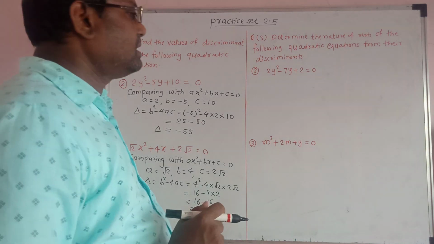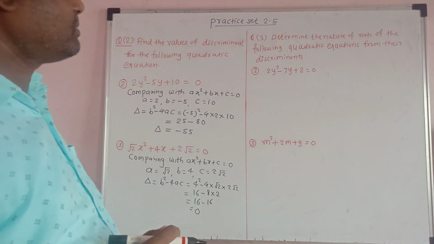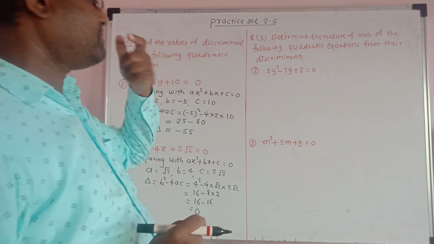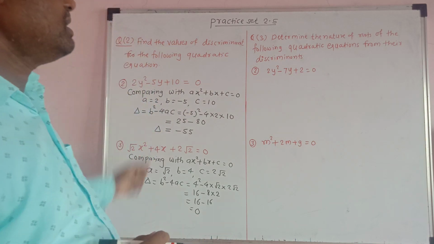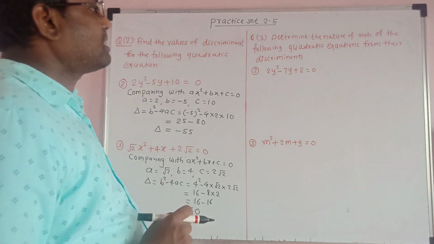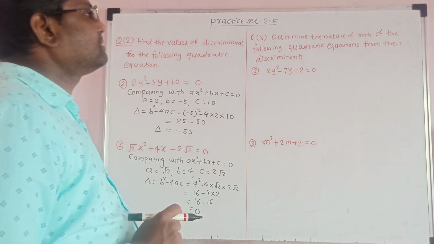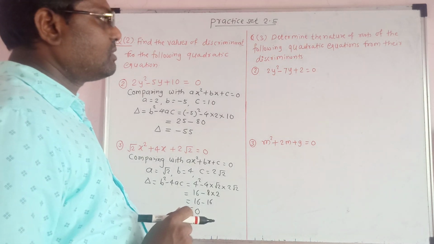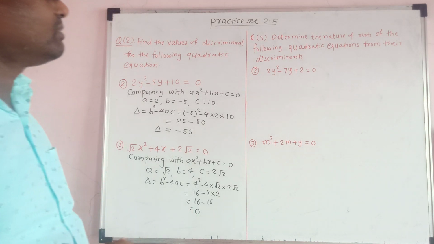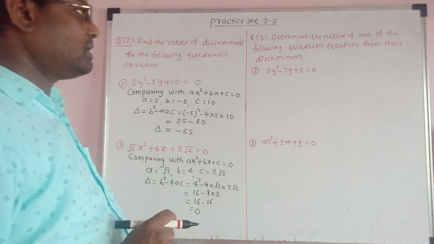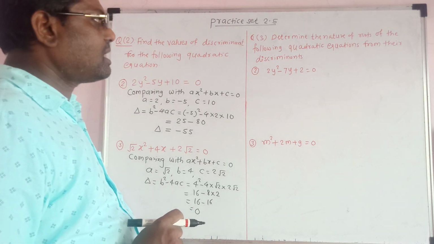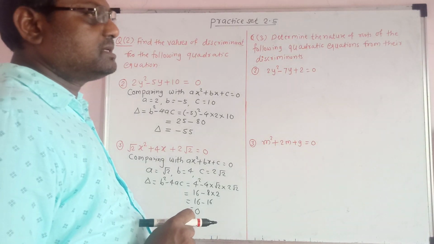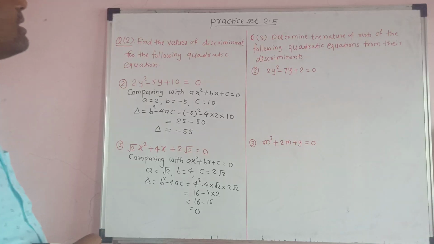Now question number 3. Determine the nature of roots of the following quadratic equations from their discriminant. At first we have to find the discriminant and the nature of the quadratic equations from the discriminant. We know that if b square minus 4ac is equal to 0, roots are real and equal. If b square minus 4ac is greater than 0, roots are real and unequal. And if b square minus 4ac is less than 0, roots are not real.